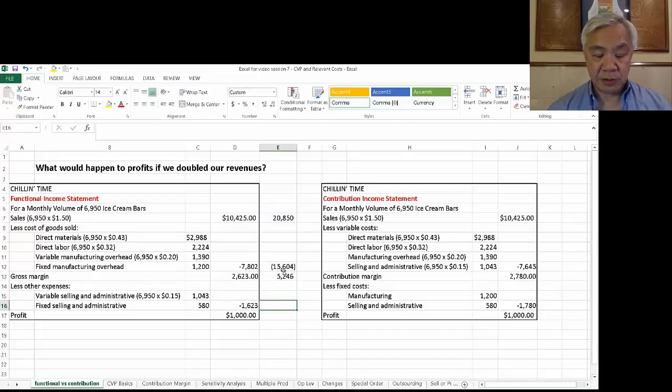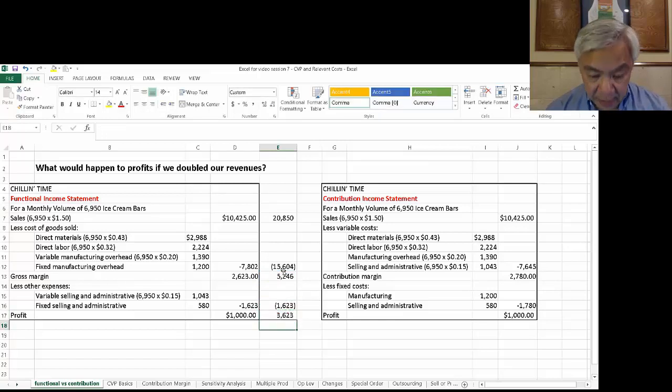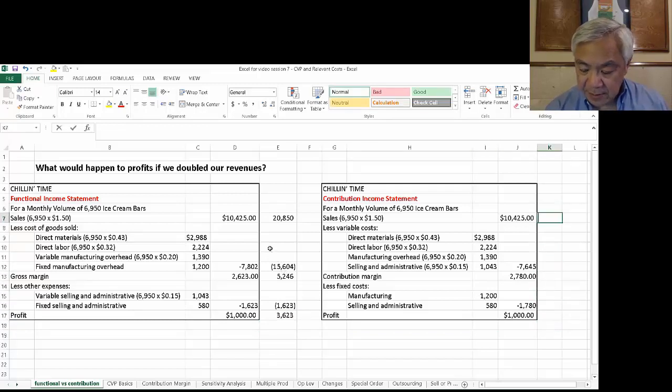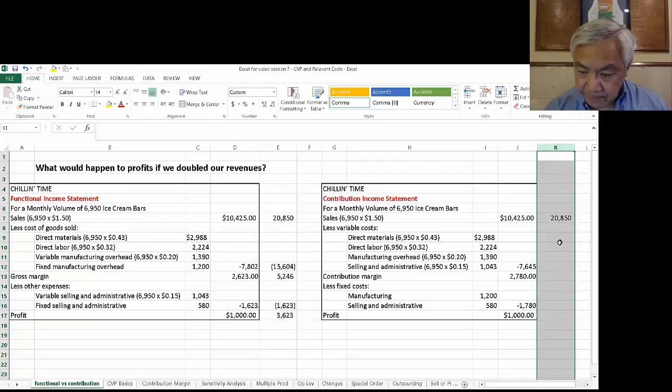Fixed costs we would assume don't change because they're fixed. So that comes over as the same. So if we take our gross profit and subtract out the selling administrative, we end up with 3,623. So now let's look at the income statement using contribution approach. So sales are the same, the sales times 2, and we get the same number, 20,850.